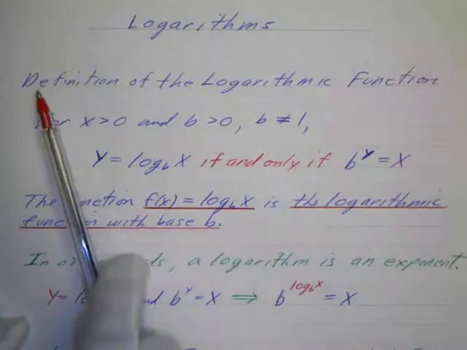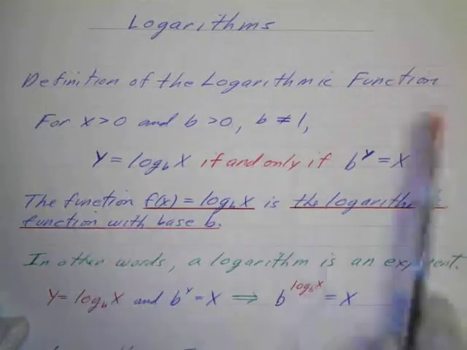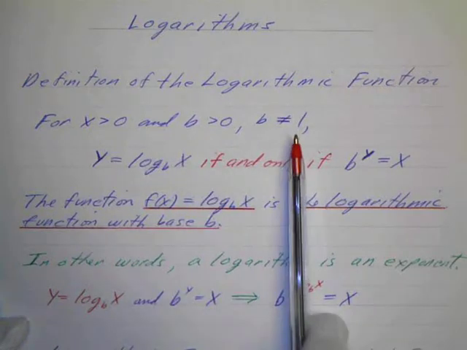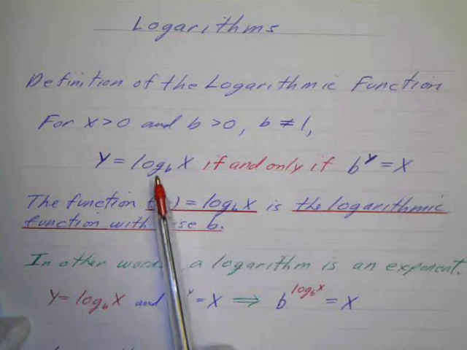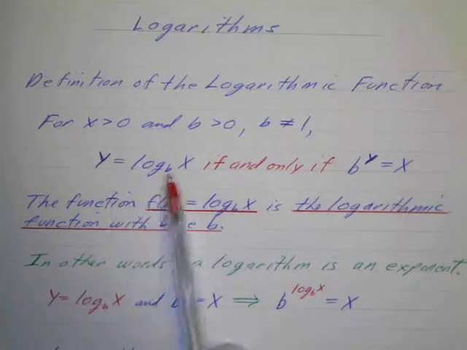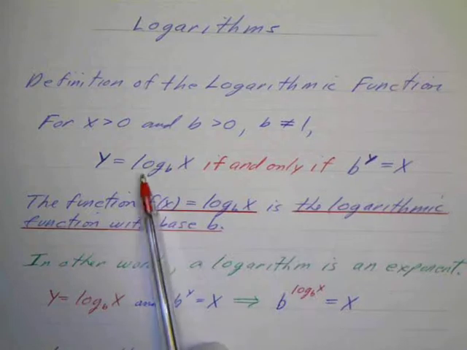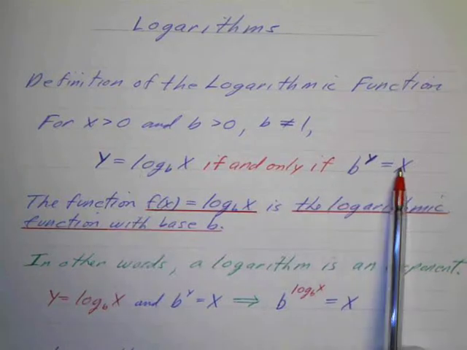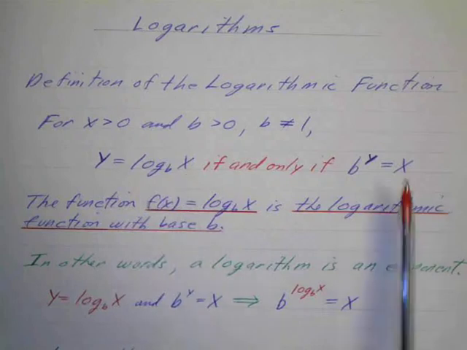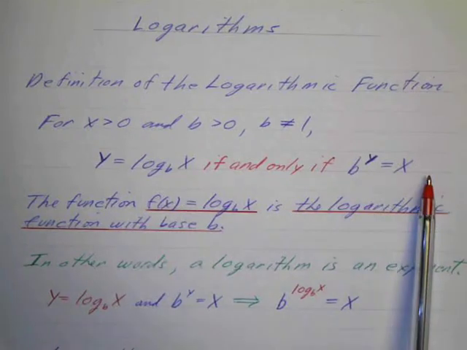But the definition of the logarithmic function: for x greater than 0, and b greater than 0 but not equal to 1, y equals log to the base b of x if and only if, and that means it goes in both directions, b to the y equals x. So this is what we call a logarithmic equation. This is what we call an exponential equation.